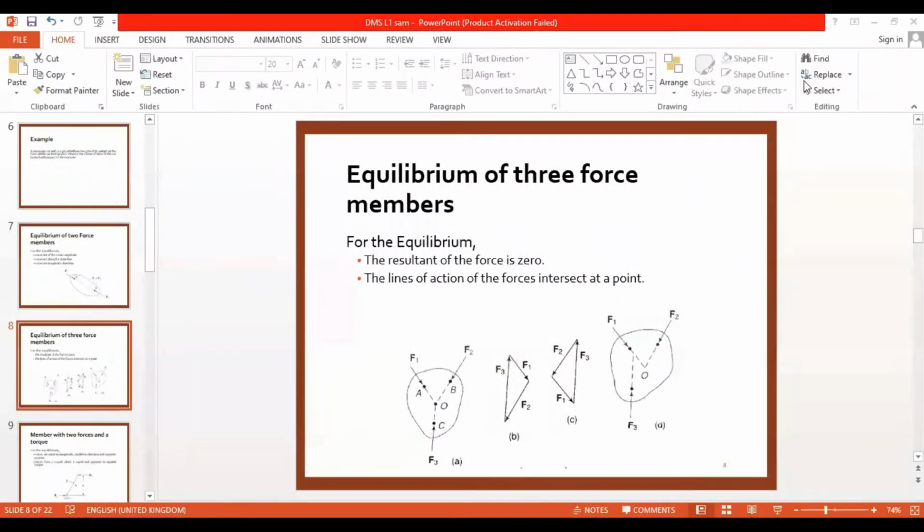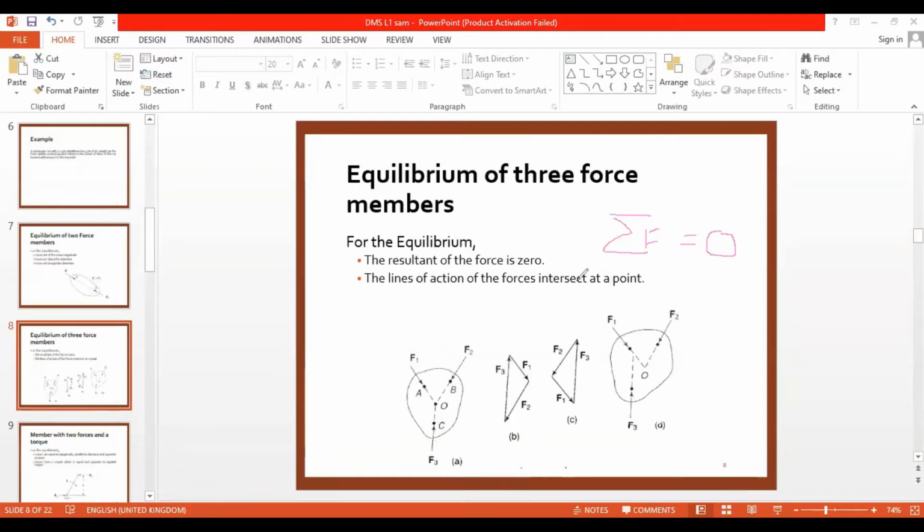In order for a three force member to be in equilibrium, the resultant of the forces should be zero, right? So similar to the case of the two force member, sigma of forces should be equal to 0, and the lines of action of the forces intersect at a point. This is a special condition for three force members.